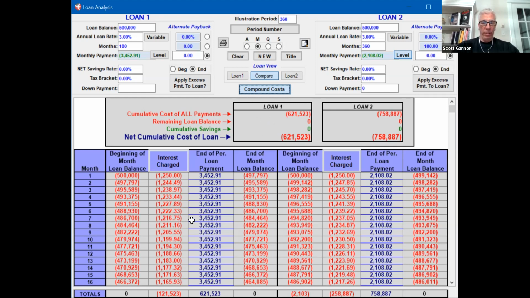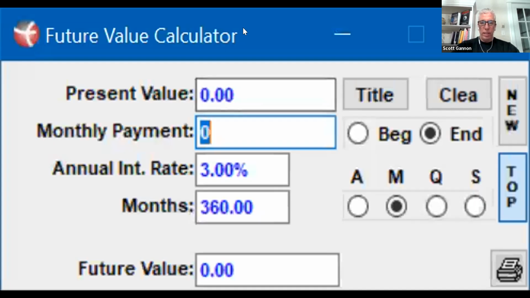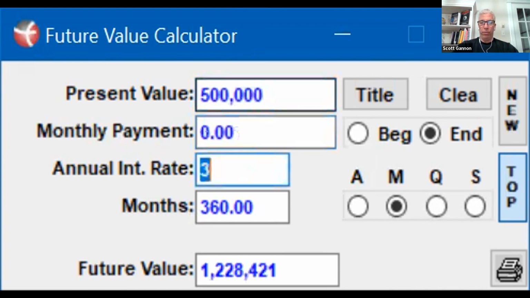So first thing to do is I'm going to reshare my screen and show you a future value calculator. First I actually asked the question, if 15 years is better than 30 years, would it not follow that paying cash or no interest at all would be the best option? So let's look at that. So $500,000 you take out of your savings. So we have to look at that over 30 years with the same assumption. So 3% interest over 360 months, that's a cost of $1,228,421.